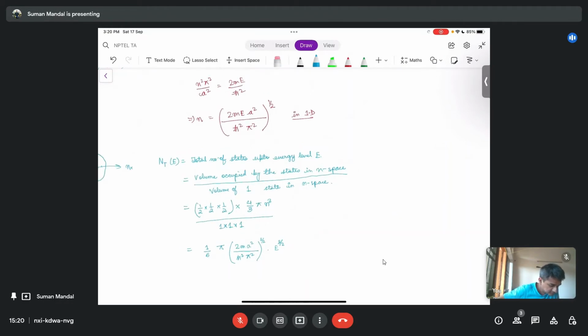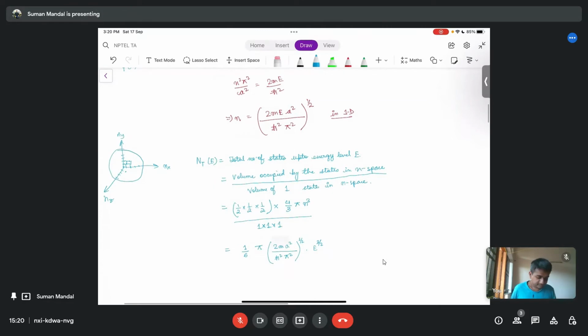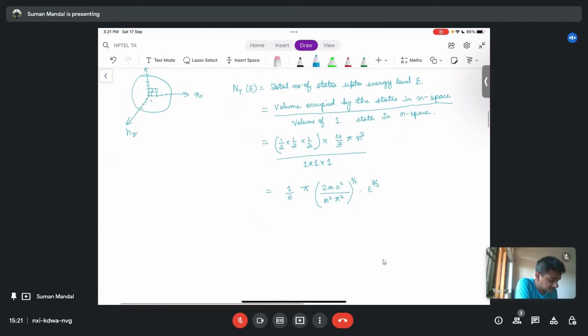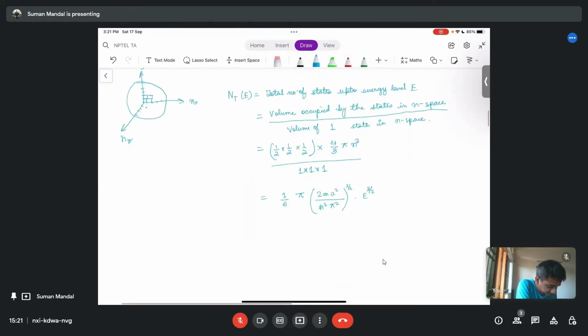2m a square by pi square h cross square to the power 3 by 2. This is a cube term, and E to the power 3 by 2. Okay, now this is the total number of states. Now, as we had discussed, this is the total area under the curve, or in this case, the area under the surface.